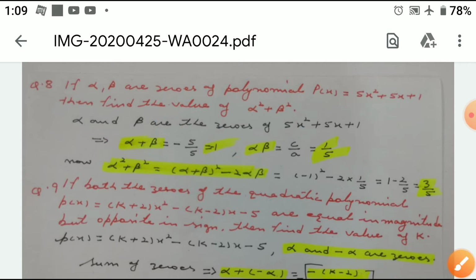Now alpha plus beta whole square is equal to alpha square plus beta square plus 2 alpha beta. You know, a plus b whole square is equal to a square plus b square plus 2ab.